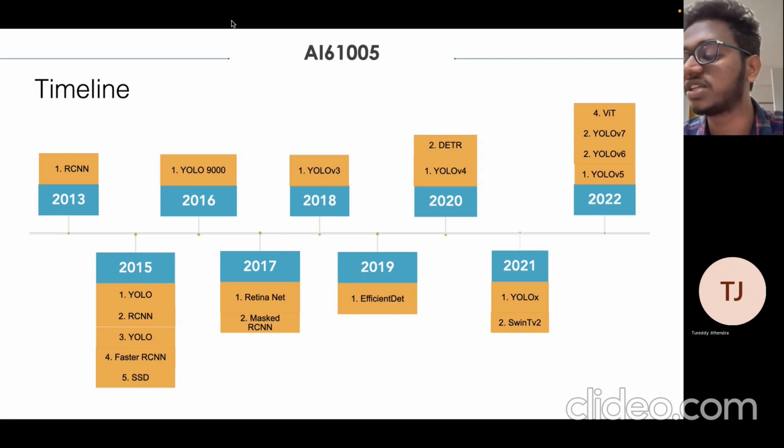RCNN, Fast RCNN, and Faster RCNN are a series of two-stage detectors, each focused on improving the previous one. YOLO is the most famous and largely used object detection model. From its introduction, there has been a lot of work in improving the model performance and speed. YOLOX and Swin Transformer version 2 were introduced in 2021, and Vision Transformer, YOLO version 5, version 6 and version 7 in the year 2022.